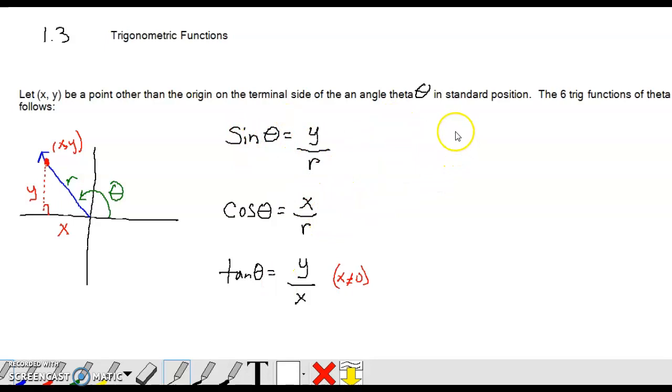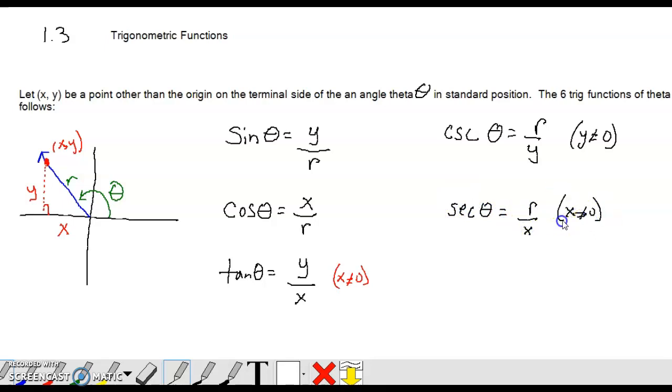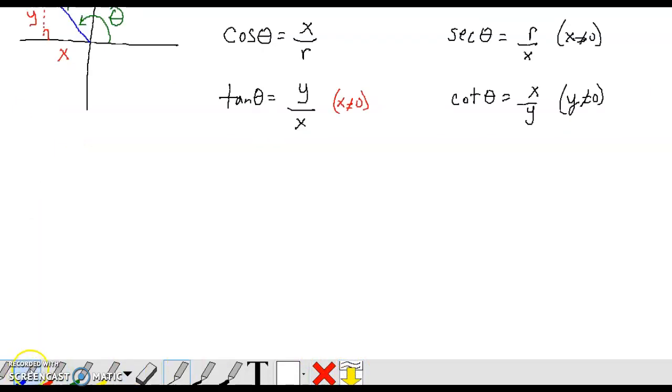Now, sine has a reciprocal, right? And that is cosecant of theta, r over y. Again, we're saying y cannot equal 0. And then this is our secant of theta. And this is r over x. Again, x cannot equal 0. And then cotangent of theta, which will be x over y. And again, y cannot equal 0. So we have 4 scenarios where we potentially could have a denominator of 0.